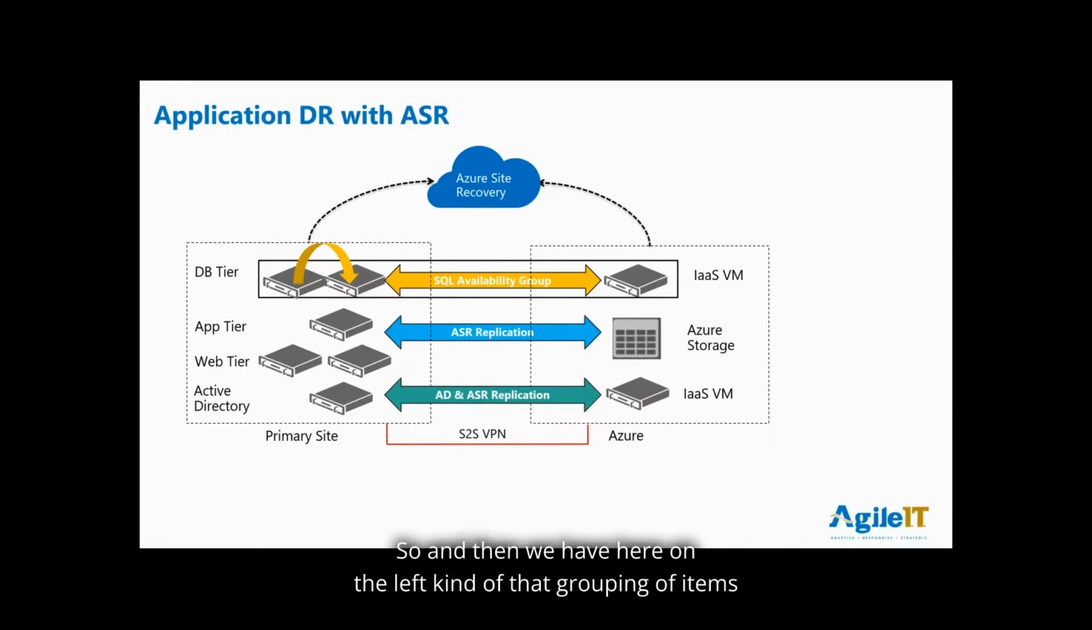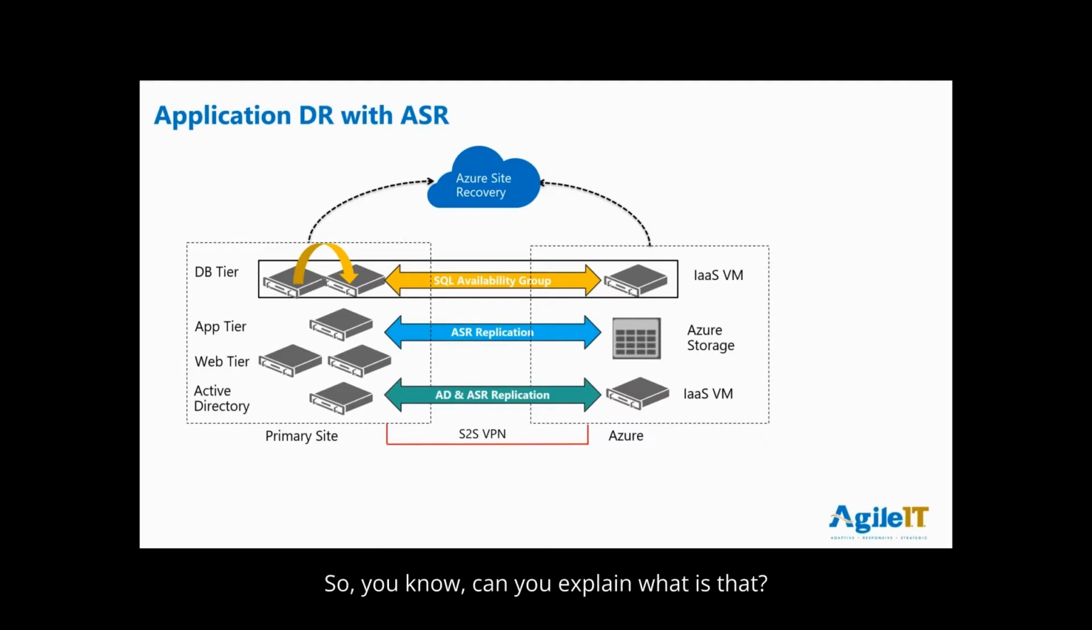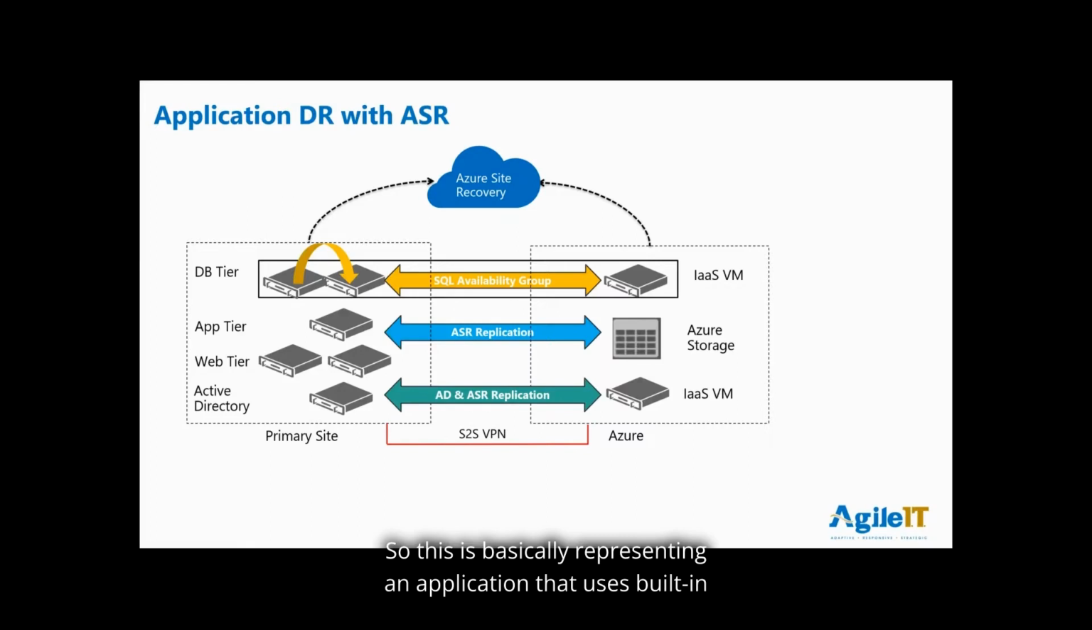Cool. And then we have here on the left that grouping of items in a scenario. Explain what that is. So this is representing an application that uses built-in or NT authentication, which relies on Active Directory. There's a web tier, an application tier, and a DB tier.